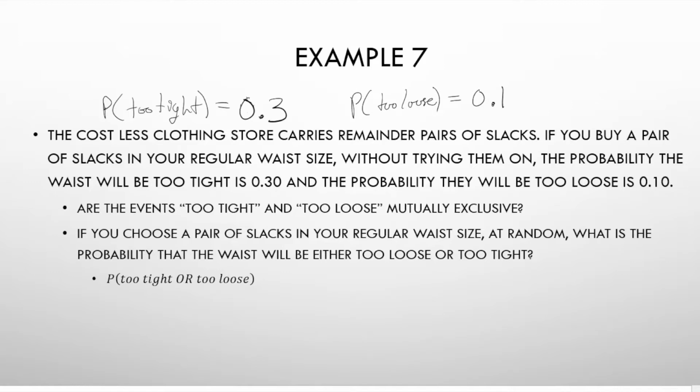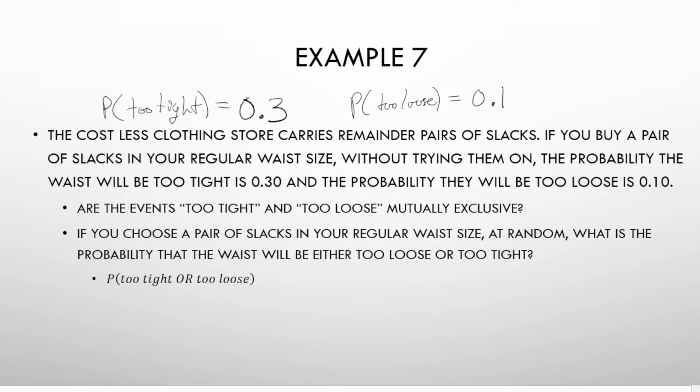Now, going to our part A here. Are the events too tight and too loose mutually exclusive? Mutually exclusive, in other words, means that they cannot happen at the same time. So can I have a pair of pants be both too tight and too loose? No, right? That would mean that they fit, right? So those things cannot occur logically at the same time.